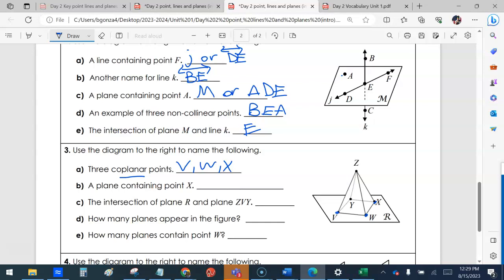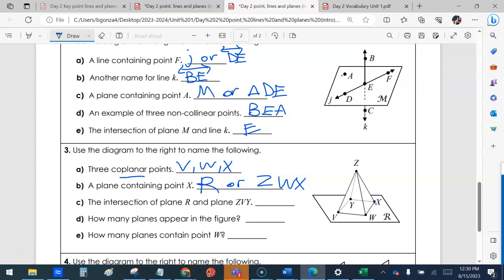A plane containing X, well, X is on the bottom plane again. What's the name of that bottom plane? Plane R, okay? Another plane X is on is technically this triangle ZWX, so that's another option. There's more than one plane that X touches.